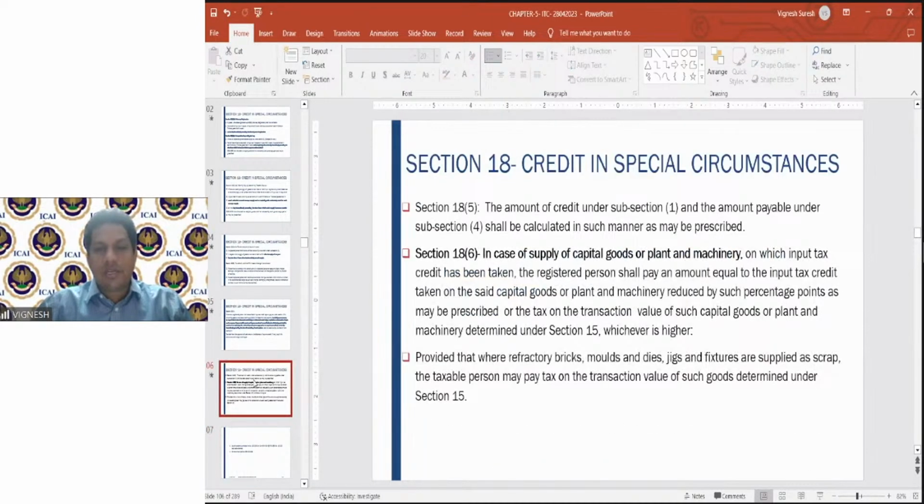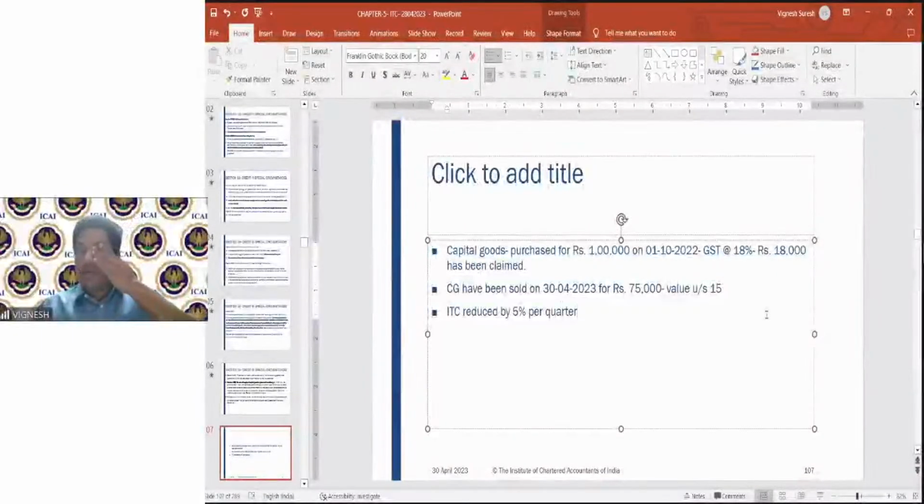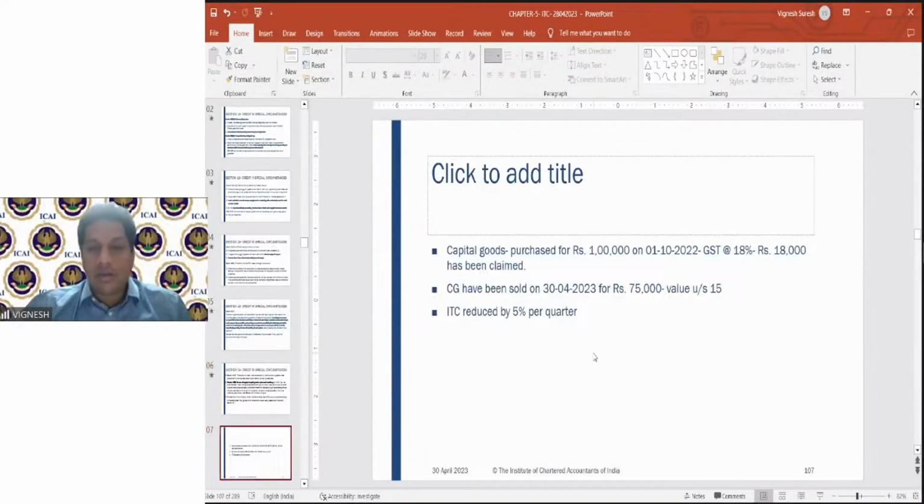So what does the rule say here? You have to pay an amount equal to the input tax credit as reduced by the percentage points. Percentage points we will see, basically it is 5% per quarter. So for the 18,000 you have claimed, October, November, December is 3 months, then January, February, March and April. As may be prescribed in the rule, you'll see the 5% per quarter issue. There are 3 quarters, or part thereof, that you have to take. So 15% you have to reduce from 18,000.